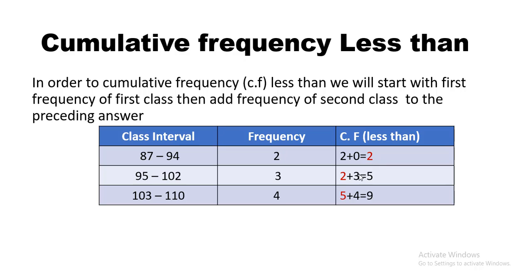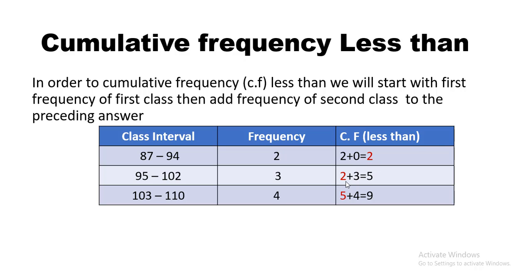Then if we want to find out cumulative frequency for the next class, we are going to take this answer, that is 2. Now here I have marked answers with red, so you can know how these values are coming and where they are coming from. So the answer that I got is 2.